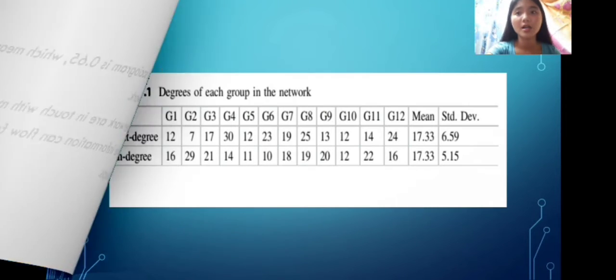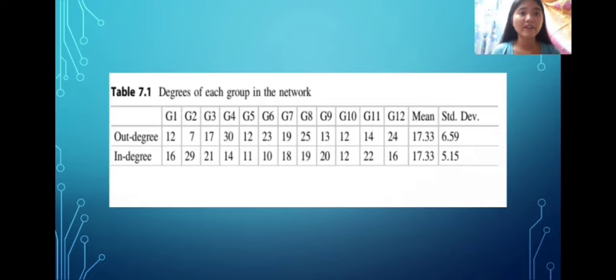As shown in Table 7.1, Group 4 is more active in sharing information and has a strong influence on the network. And then Group 2 received the most information but has the minimum of sharing. That is to say, Group 2 is controlled by other groups and has little influence on others.